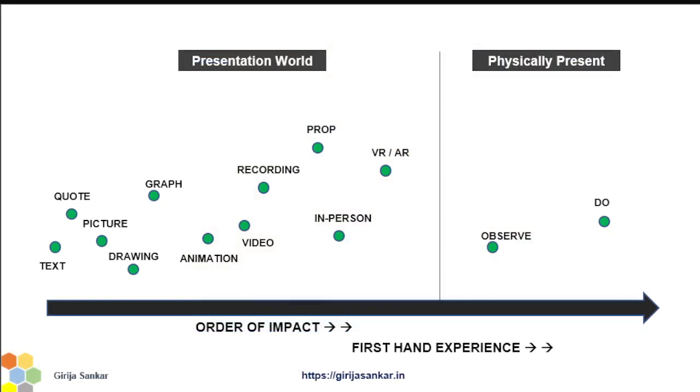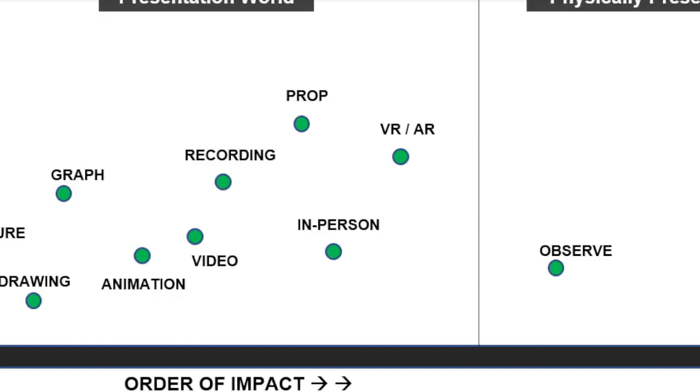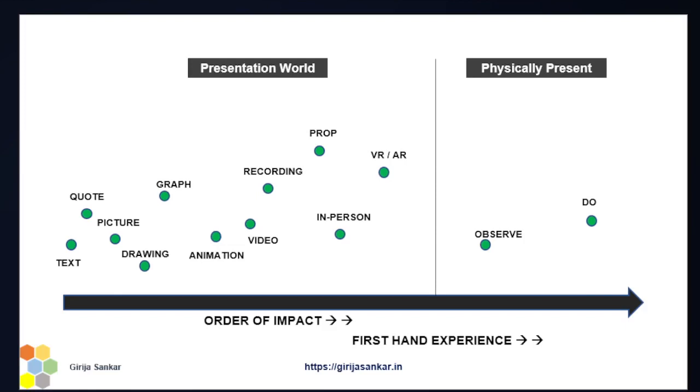This is the slide I'm talking about, where we have the presentation wall on the left hand side, and on the right hand side what you have is physically present. If you look at this, I have the x axis, which is in the order of impact and also in the order of first hand experience. So let's look at the order of impact. If you go from left towards right, the order of impact increases.